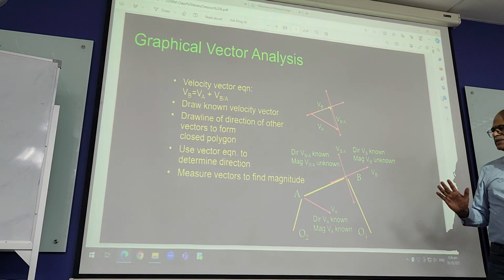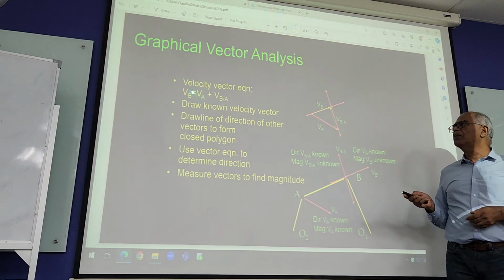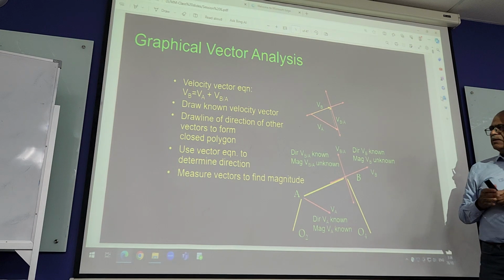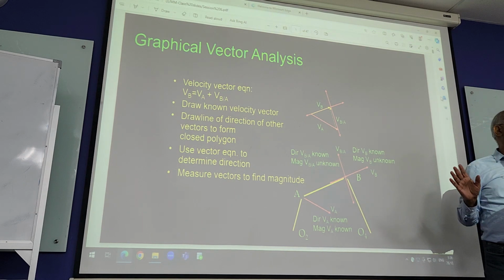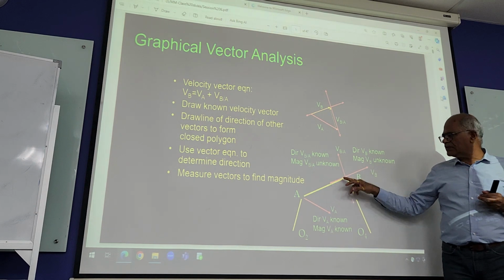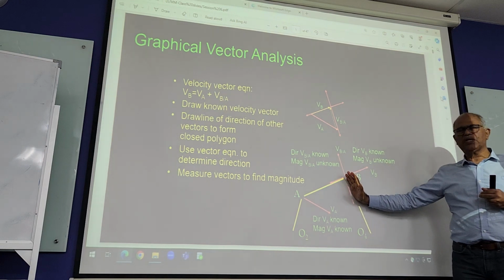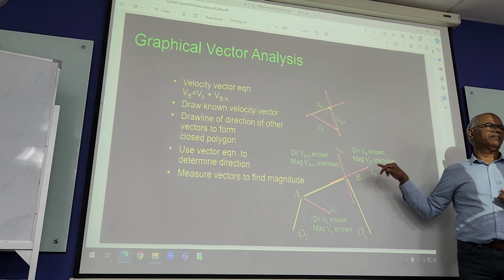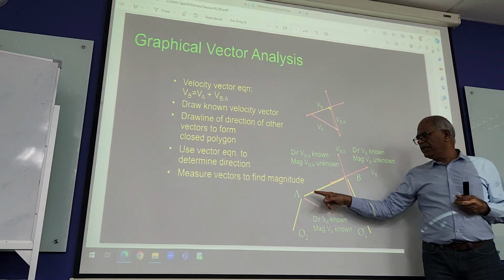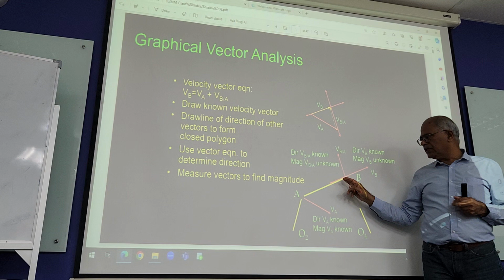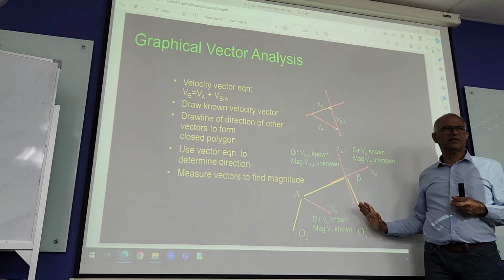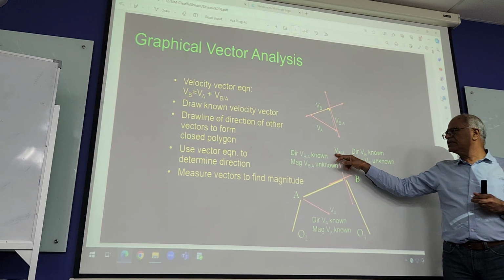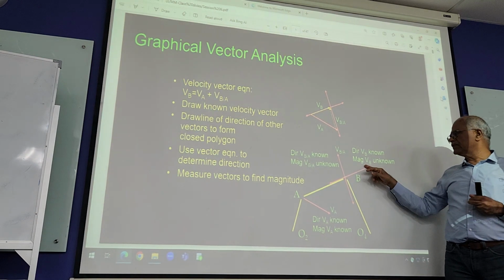So that is the basis. That means we know complete information about VA. Then the directions of the other velocities you all know. Velocity B will be perpendicular to link 4, so you know the direction of velocity B. This is BA, so the velocity BA will be perpendicular to this. So we know the directions; you can see the arrow is up or down.